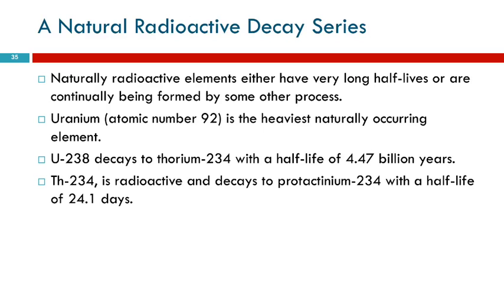So these naturally occurring radioactive elements, they either have very long half-lives, they've been here for billions of years, and they're decaying away, but it's happening so slowly that they're still around. Or if they've got a short half-life, they must be being formed by something else. Because as one thing decays, it forms other things, and some of those things are radioactive.